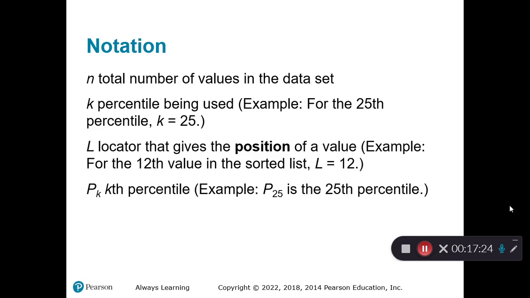Capital L is going to be used to locate the position of a value. So when we say, for instance, that L is 12, we're saying that L is the 12th value in a sorted list from least to greatest. So L is a position. It doesn't tell us the value itself, it tells us where it is located in a sorted list. And then finally, as we said earlier, P sub K is going to refer to the kth percentile. So K is a subscript. For example, P sub 25 refers to the 25th percentile.